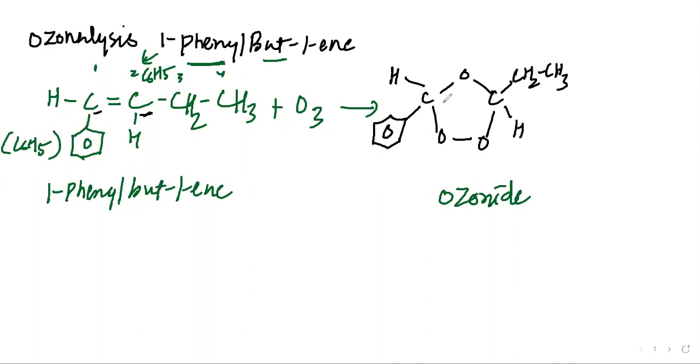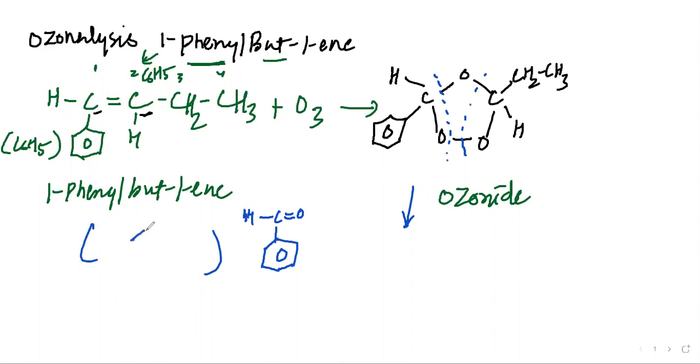Now, my dear students, we are going to study the cleavage of this ozonide. When this ozonide undergoes cleavage, we will get a benzene ring. On this benzene ring, we have C double bond O and H. We can even write the same compound as a benzene ring and CHO. This is what we call benzaldehyde.